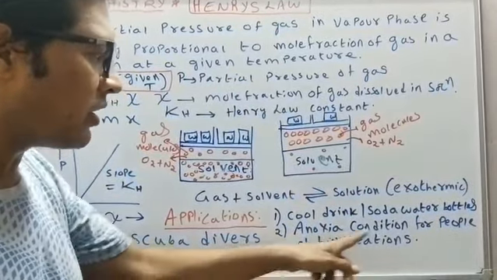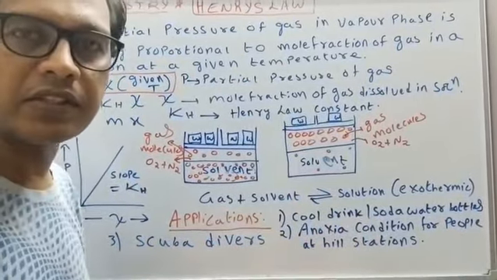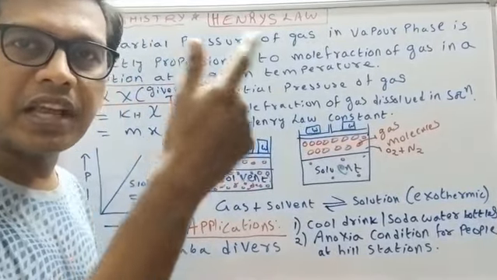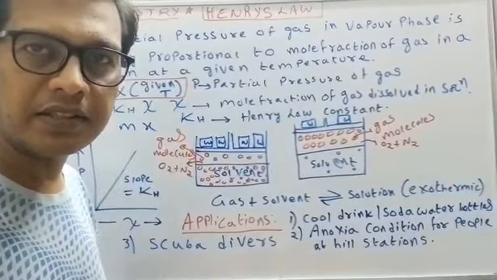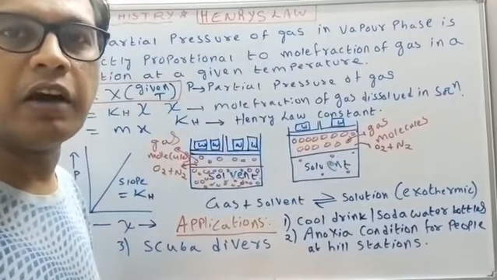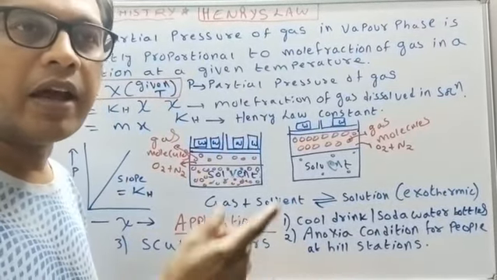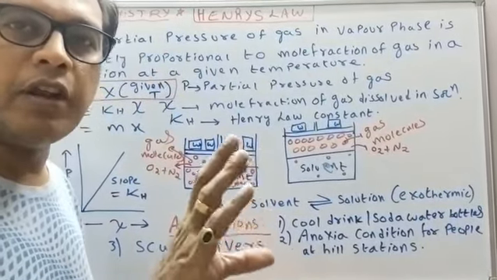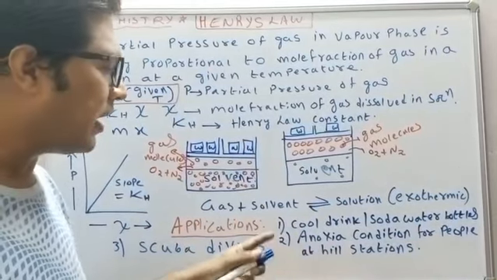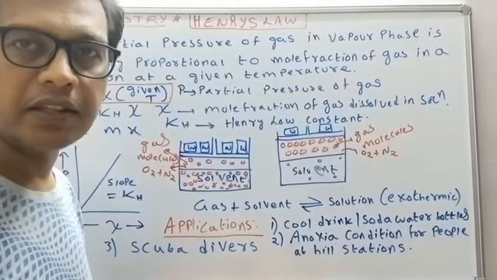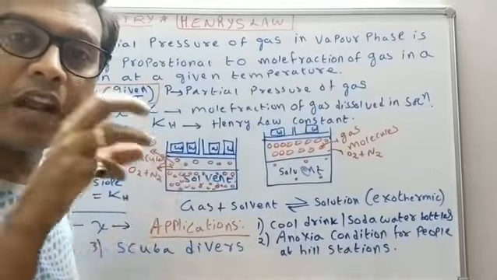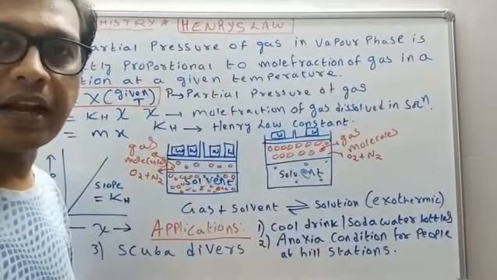Now the second one, anoxia condition for people at hill stations. What does anoxia condition mean? At hill stations, partial pressures are less. Then the solubility of oxygen in our body will be less. When the solubility of oxygen in our body is less, people will not be able to think properly. That is called anoxia condition.